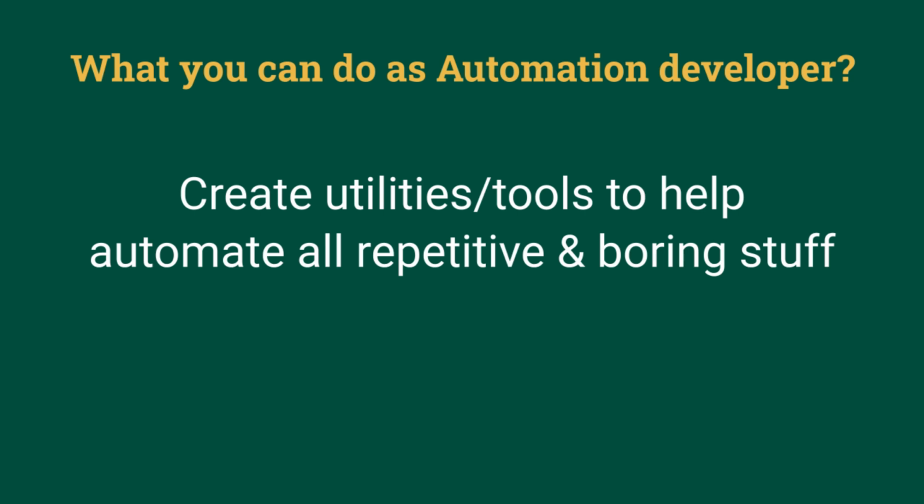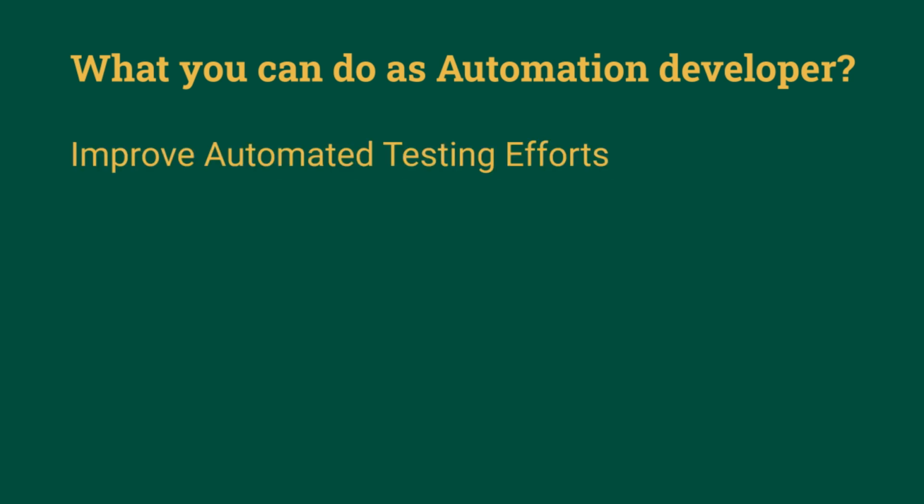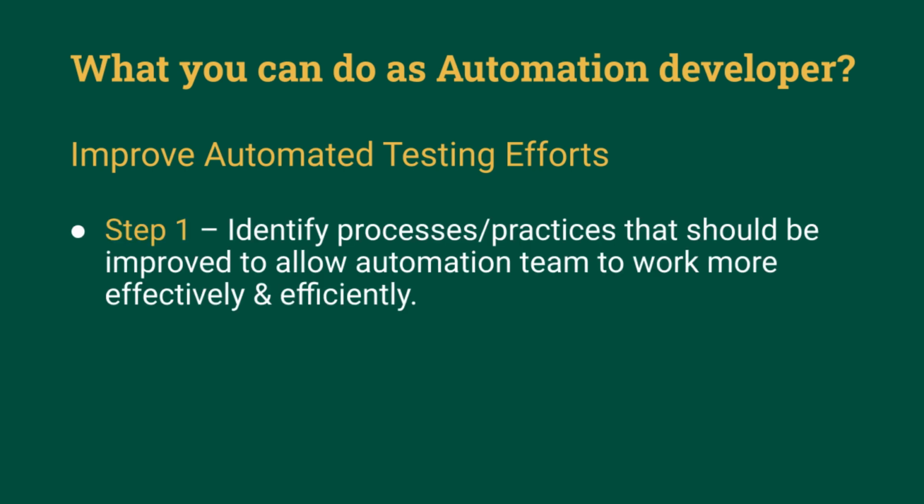You should always have a focus on continuous improvement, as automation is all about efficiency and improvement. With your focus on improving automated testing efforts, as a first step, you can identify processes and practices that should be improved to allow an automation team to work more effectively and efficiently.